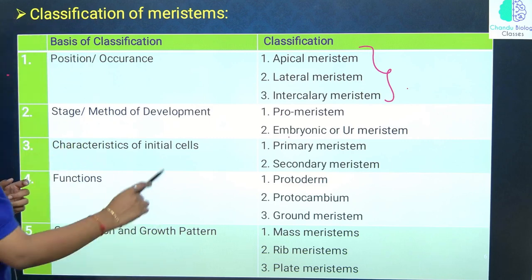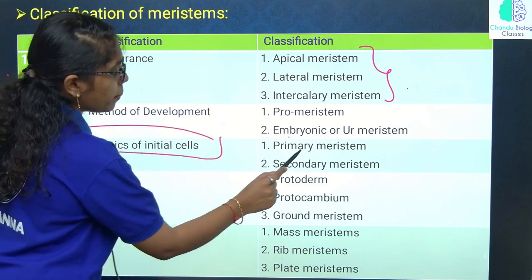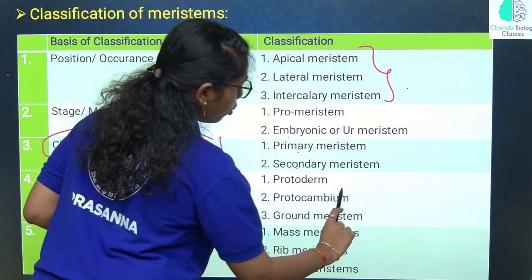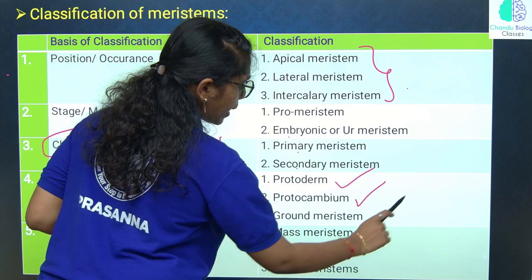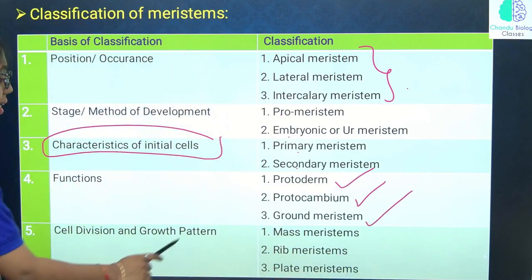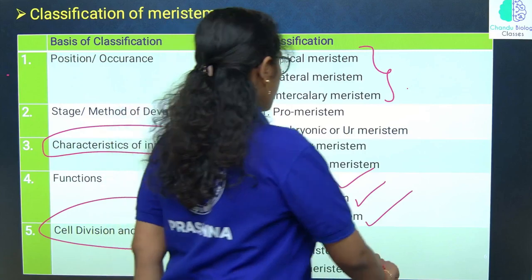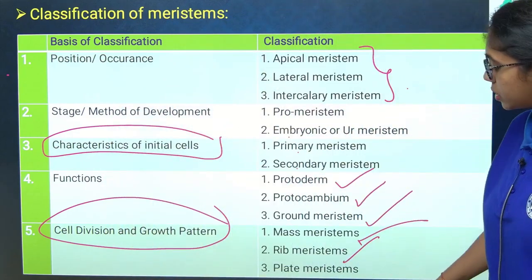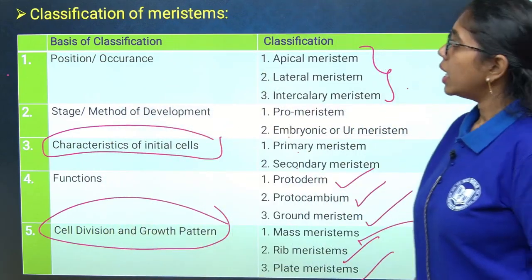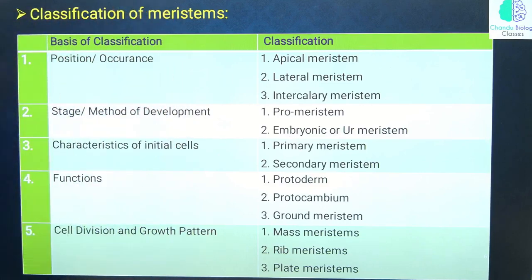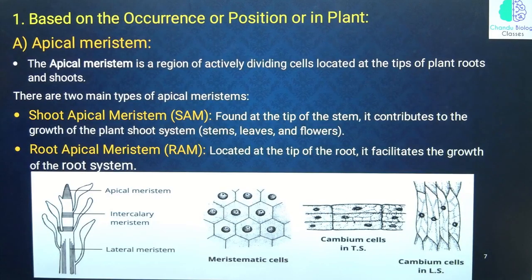Next, characteristics of initial cells, primary meristem and secondary meristem are present. Based on the functions, they are classified into protoderm, protocambium and ground meristem. Based on the cell division and growth pattern, they are classified into mass meristems, rib meristem and plate meristem. Let us understand this in a detailed way: where is the location, what is their function.